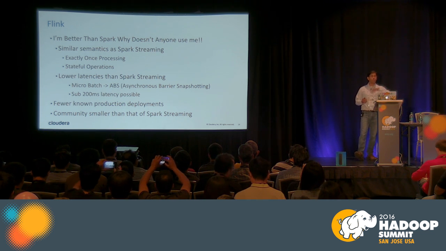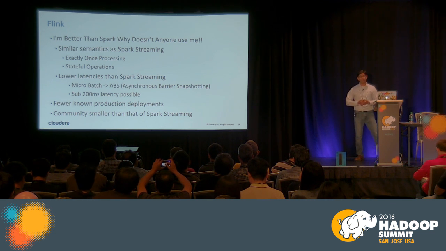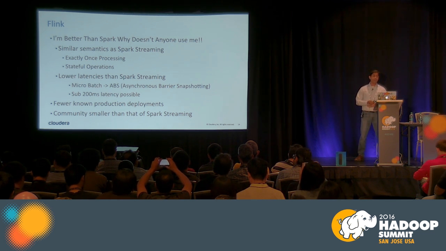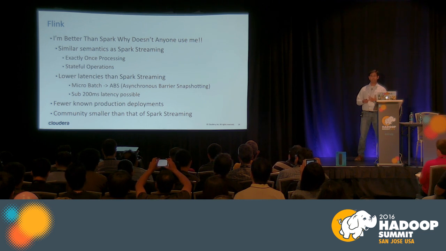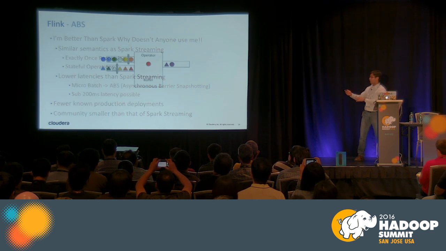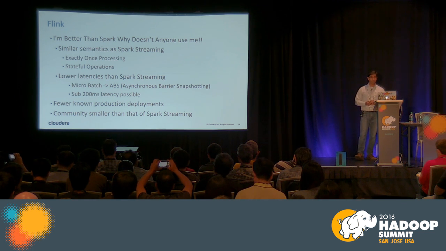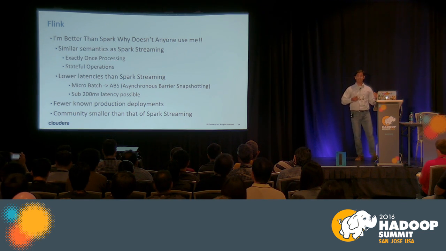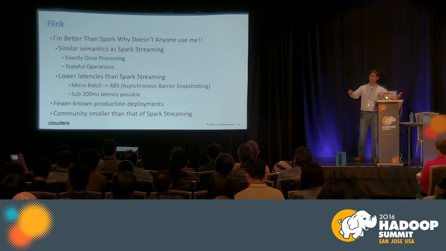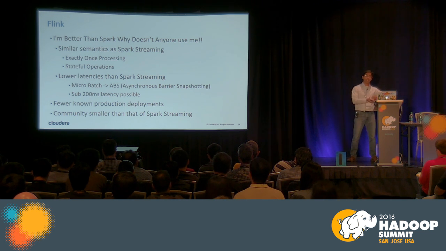But it also gives you lower latencies than what Spark Streaming can provide. With Flink, latencies lower than 200 milliseconds are fairly easy to achieve. It has this technique called asynchronous barrier snapshotting, which I'll give a preview of how it works. So Flink is fairly compelling, but the reality is that there aren't as many known production instances out there for Flink as with Spark Streaming.